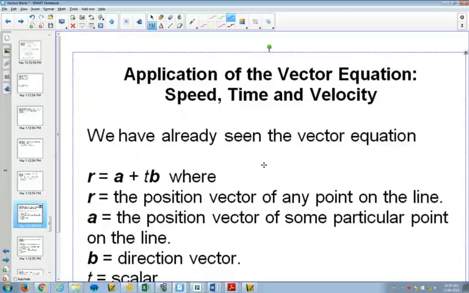All right. And the last thing we're going to be looking at is the application of vector equations to all the kinematic stuff that we've done. So that will look at speed, time, and velocity.